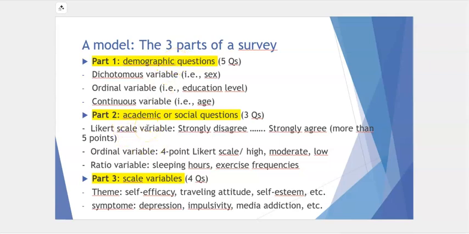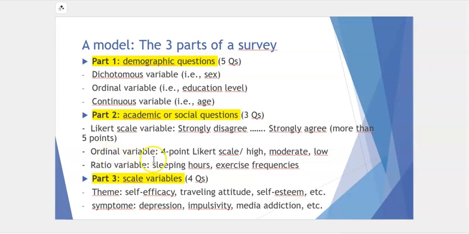And then part two will be the academic or social questions. That very much uses the Likert scale variable: strongly disagree to strongly agree. It is recommended to have more than five points, so the selection of answers should be more than five. Why? Because a Likert scale variable can be used as a continuous variable, but if it has too few points, like 3 or 4, it is considered an ordinal variable. So be careful: when you want to use the Likert scale as a continuous variable, you have to think about more than five answer points.